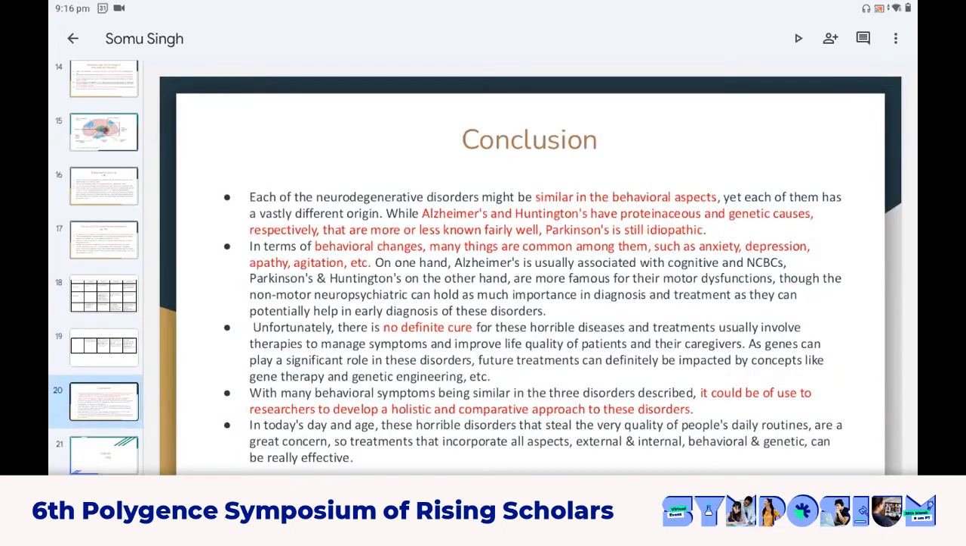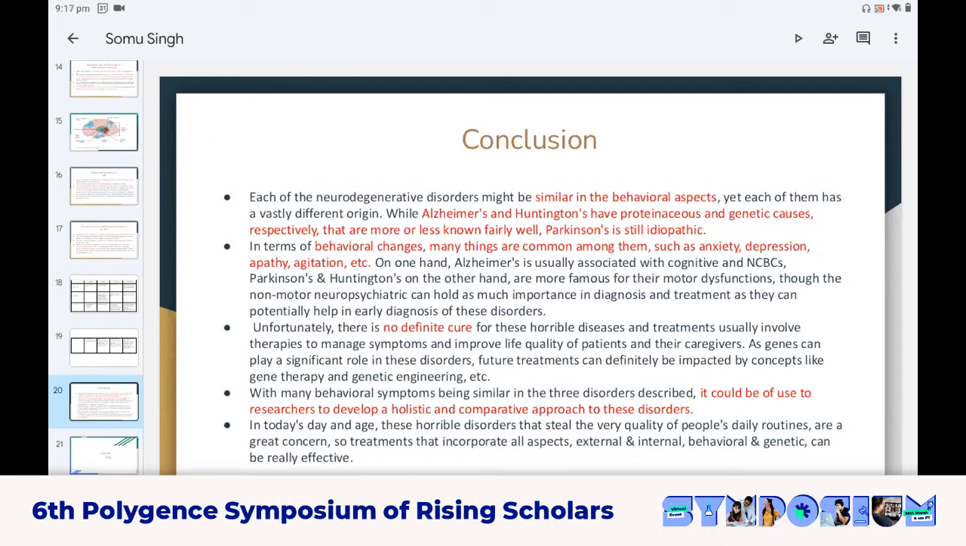So concluding this presentation of mine, as you can see, these diseases might have some similar behavioral aspects, but the origin of these diseases is really different, because Alzheimer's and Parkinson's are proteinaceous, and another one is idiopathic, while Huntington's is primarily a genetic disorder. But still, these three are neurodegenerative disorders. And I have also already mentioned the behavioral changes that occur in these disorders. And there is no cure available for these diseases.